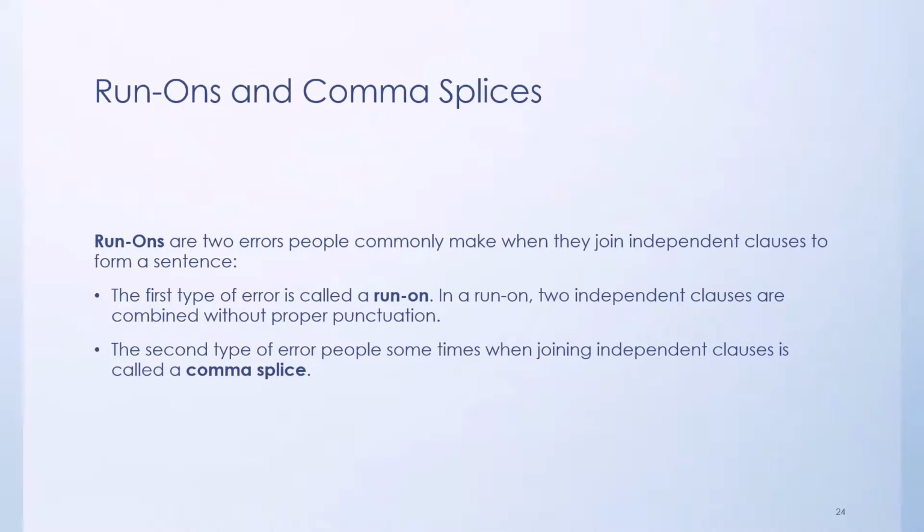The second error is the type of error people sometimes make when joining two independent clauses, and it is called a comma splice. A comma splice is when people will not use commas at all, or they place the comma in the wrong place. So make sure that you pay a lot of attention to that, my friends.